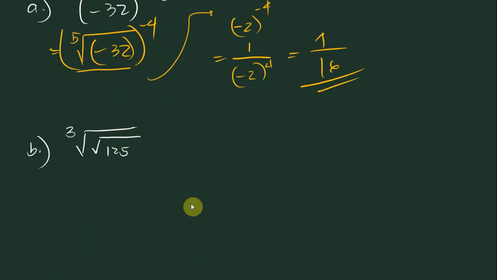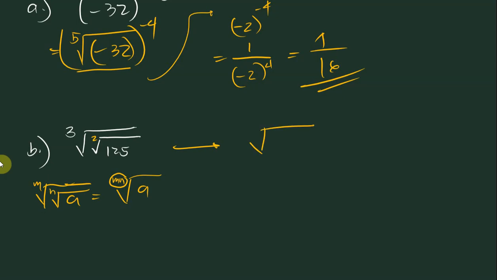Then, let's proceed to the second one. So what property of radicals can we apply here? The property that we can apply here is the mth root of the nth root of a is equal to the mnth root of a. So it's the product of the indices. Since we know that the default index of the square root is 2, we can say that this is equivalent to the 3 times 2 root of 125. So that will be the sixth root of 125.